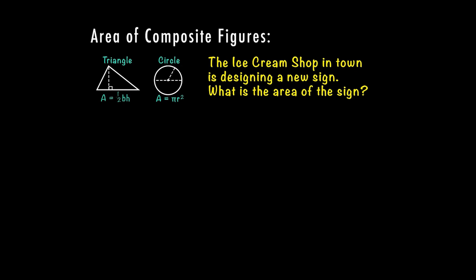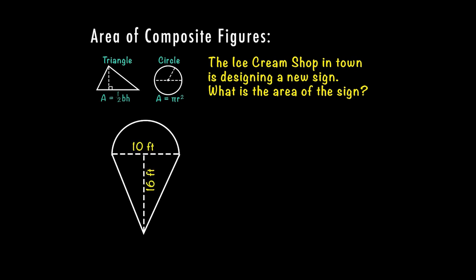The ice cream shop in town is designing a new sign. What is the area of the sign? So here's their sign. It looks like it's shaped like an ice cream cone. The area of a sign might be necessary for maybe adding paint to it. You can figure out how much paint you need. Maybe they're going to cover it with some sort of material, or maybe they just want to put some letters on it and they need to know how large to make the letters. So there are many reasons that you might need the area for something like this.